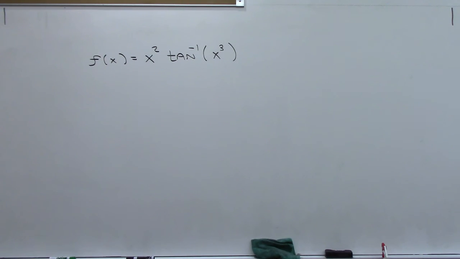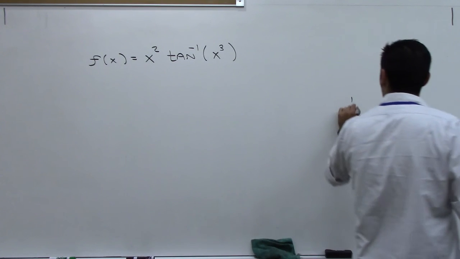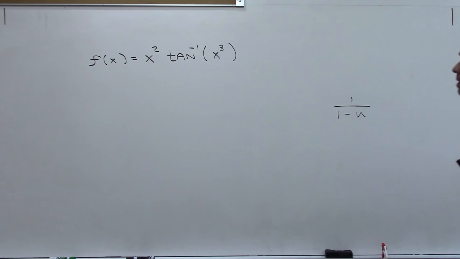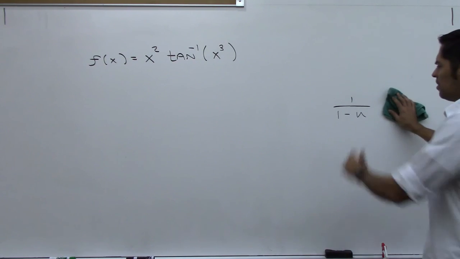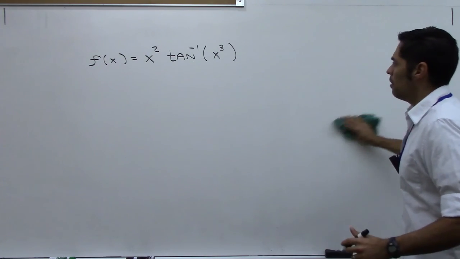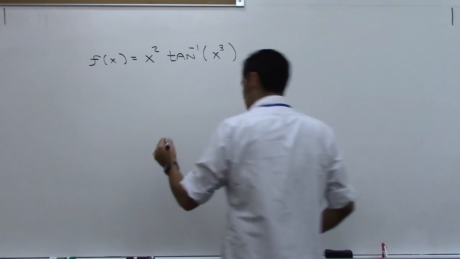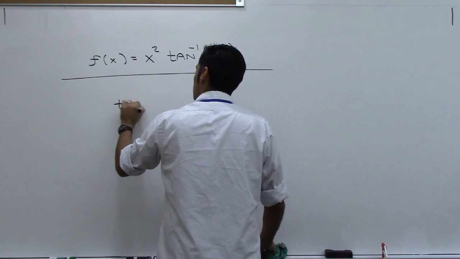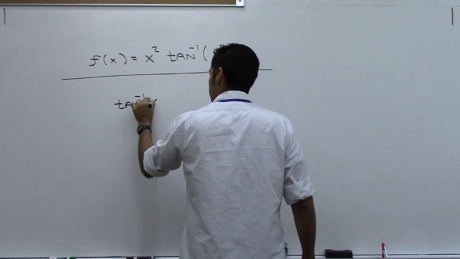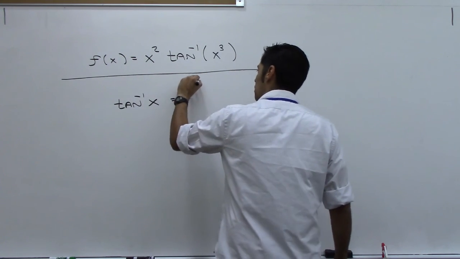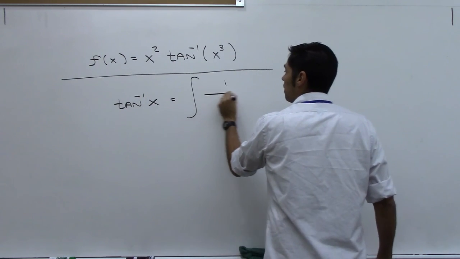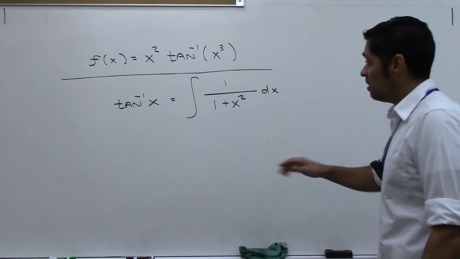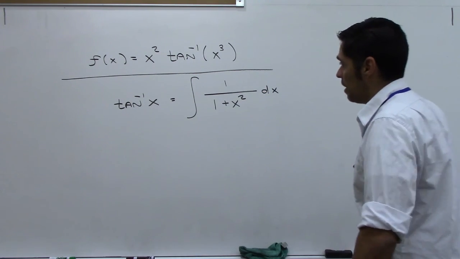So this definitely doesn't have the 1 over 1 minus u that we've been using. So maybe I can recognize that one of these is somehow connected to this. Just remember, before I get to this problem, that arctangent of x is equal to the integral, or the antiderivative, of 1 over 1 plus x squared dx. That's something we know from earlier in the semester.